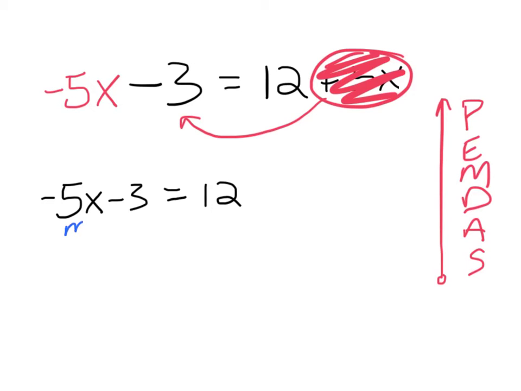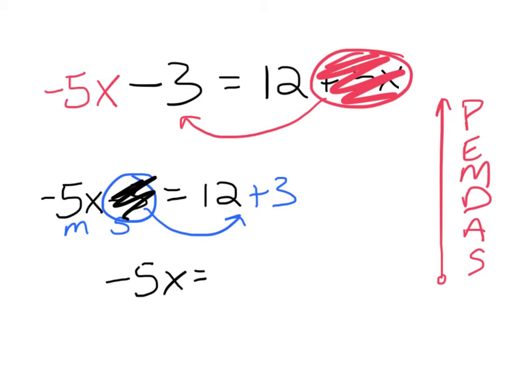I've got two operations. I've got a multiply and a subtract. According to order of operations, subtract is the first that I get rid of. So I'm going to take my subtract 3 to the other side. It becomes its inverse. The inverse of subtract 3 is plus 3. Minus 5x equals 12 plus 3. What's 12 plus 3? 5.